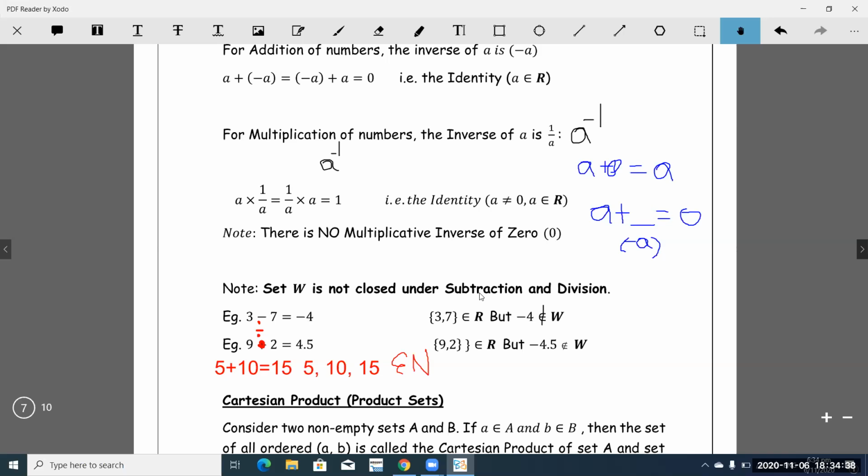So we say that the set W is not closed under subtraction and division. In general, this goes for most sets: whole numbers, natural numbers, integers are never closed under subtraction and division. This is why a lot of times we find that subtraction and division are not commutative and not associative. This is the reason, because in general the whole set is not closed under subtraction and division. So closure has to do with the fact that the result also comes from within the set that the elements were taken from.